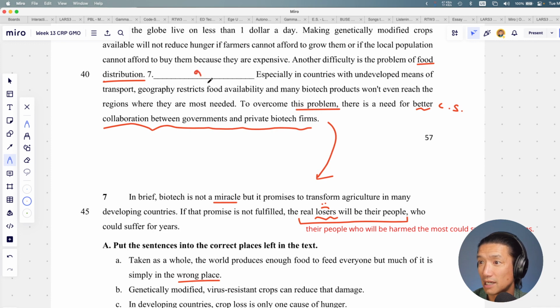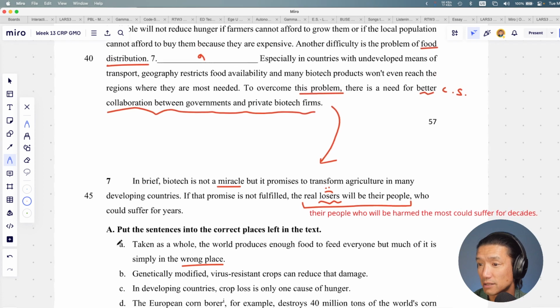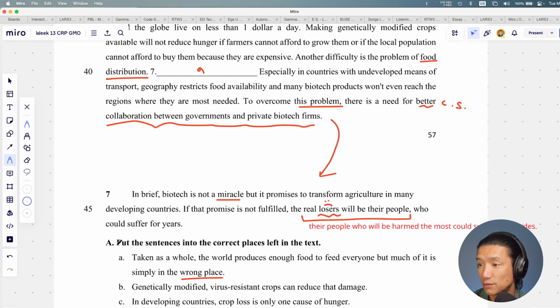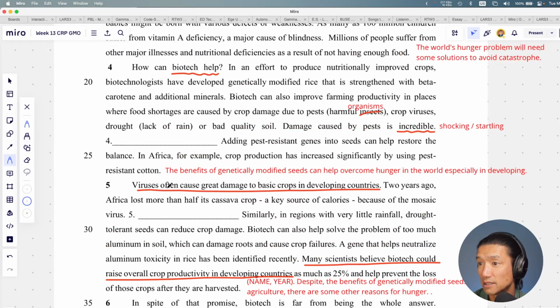Okay, so this, I would say, goes here. Another difficulty is the problem of food distribution. And they're going to explain it. Taken as a whole, the world produces enough food to feed everyone, but much of it is simply in the wrong place, in the hands of rich people, especially in countries with underdeveloped means of transport. Yeah, right? Okay, B, genetically modified virus resistance crops can reduce that damage. Okay, so we're talking about virus resistance. Okay, so where do we read about viruses?